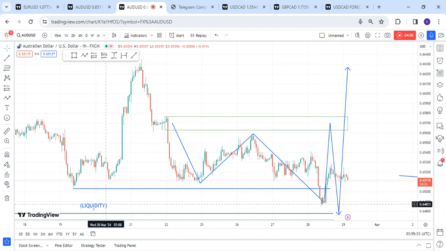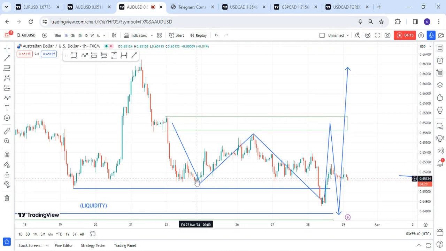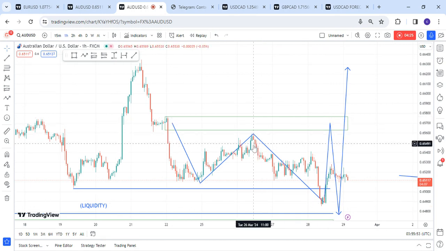We can clearly see what happened was that price actually came to the downside, formed an internal liquidity, and took out this previous low that was here. On taking out this previous low that is here, it formed an external liquidity. But now there is an internal liquidity over here. There's an internal liquidity over here.